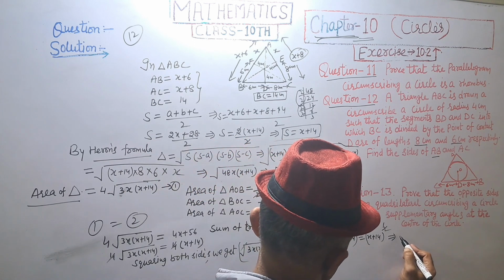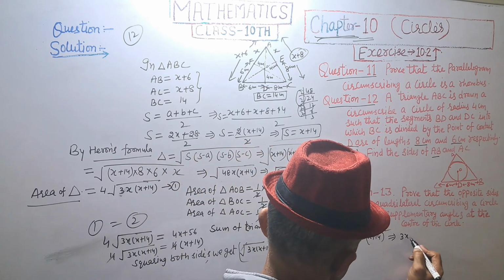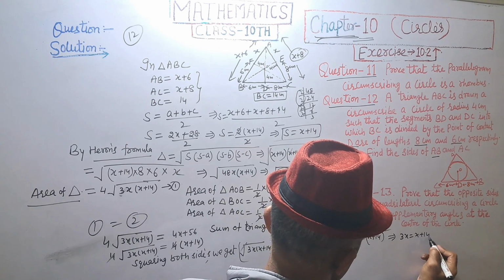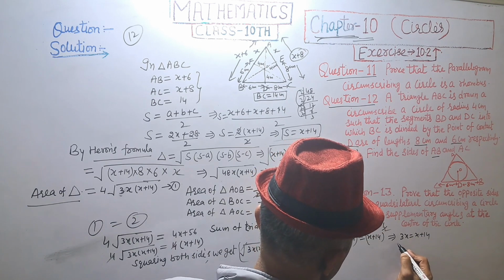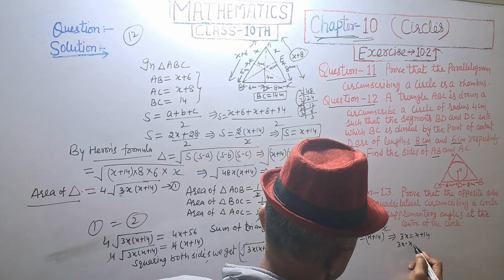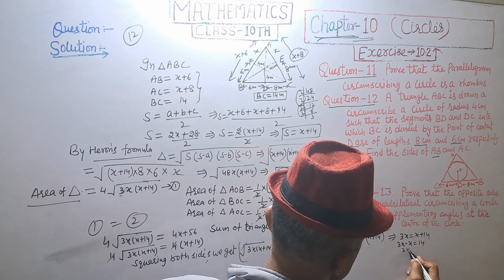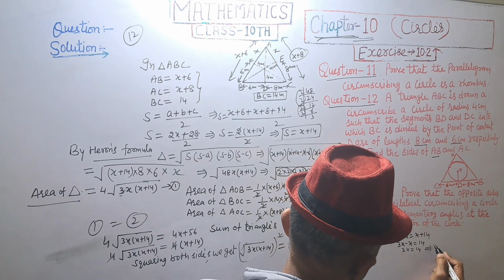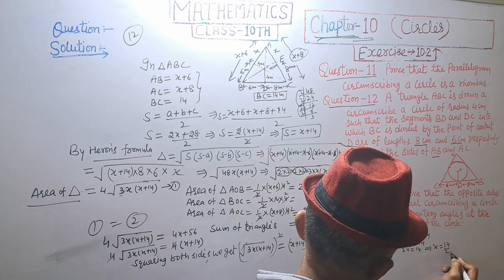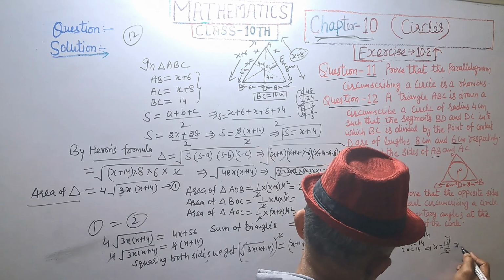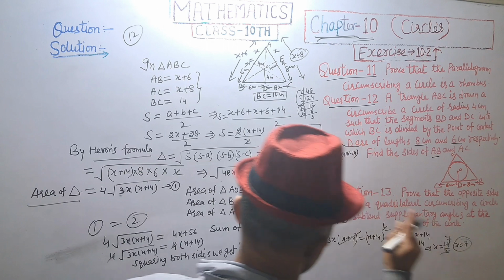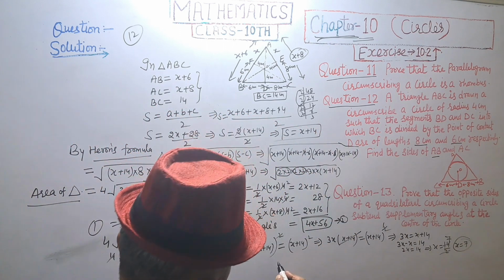This implies 3x is equal to x plus 14, and we are shifting x to the left side. 3x minus x is equal to 14, and 2x is equal to 14. This implies x is equal to 14 divided by 2, which is 7. We get the value of x equal to 7.